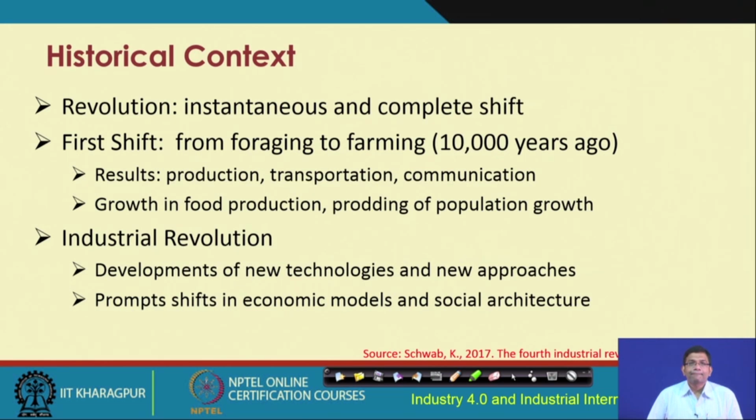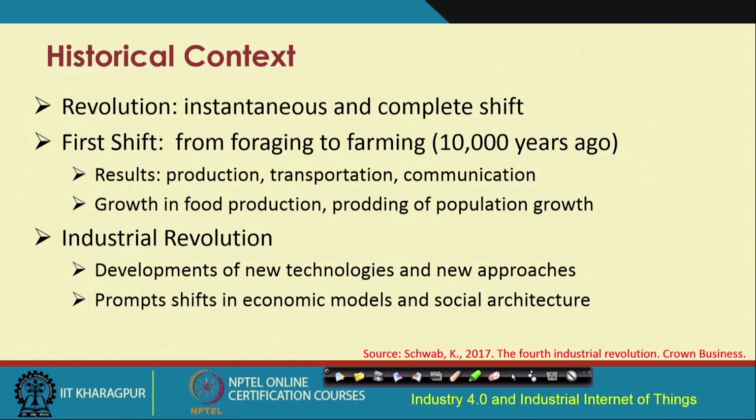Then came the industrial revolution, where new technologies, new machines were produced, new approaches to the production processes were introduced, and this basically shifted the economy from the primitive economy with simple agrarian centric economies to more aggressive machine oriented production systems and so on. So, that was the industrial revolution. Consequently, the economic models changed, the social architecture, the social infrastructure, everything also changed with the revolution in the industries, with the introduction of new technologies and new approaches.